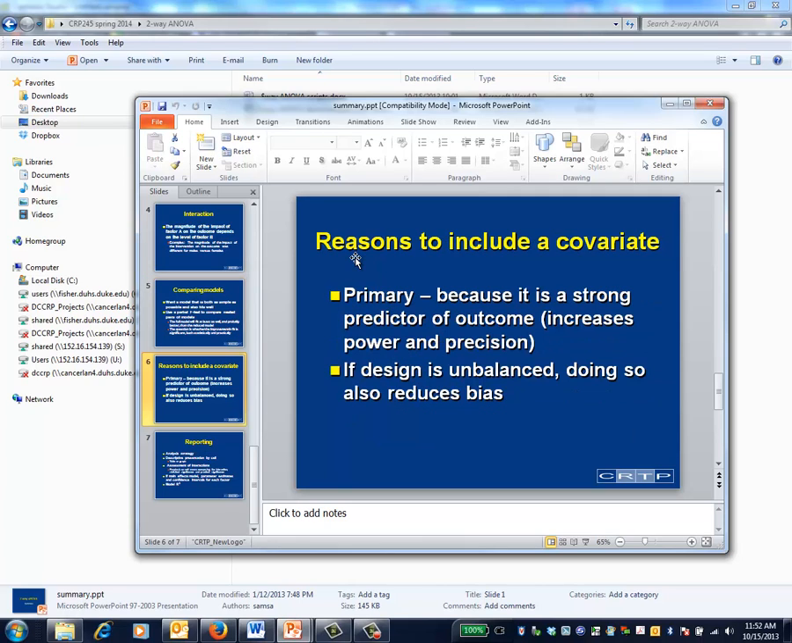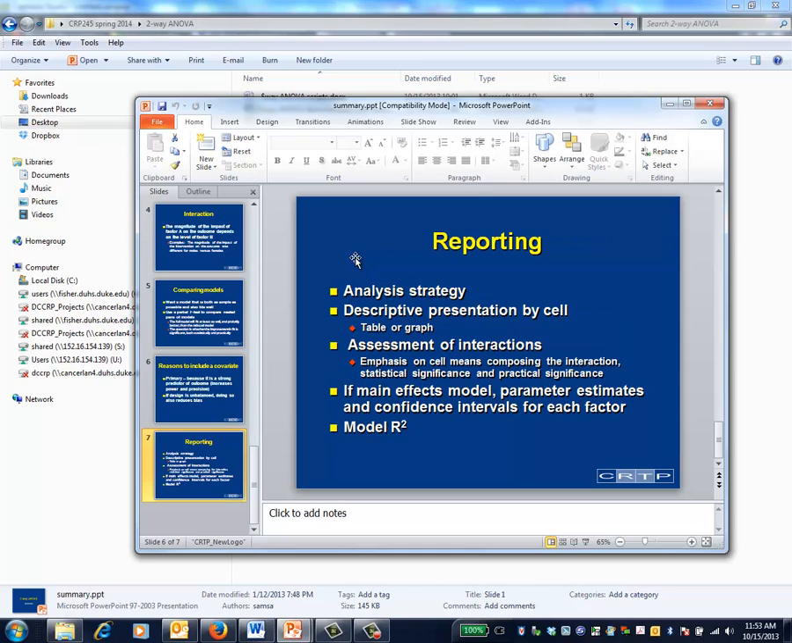In general, as you're making a decision about whether you should include a covariate as an additional predictor in the model, two possible reasons to do so are to increase precision and to reduce or eliminate bias. The latter rationale applies to unbalanced designs, which typically result from observational studies.